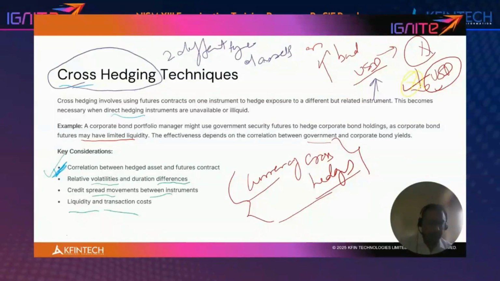Not asset class, asset. Asset class will still be debt market or fixed income, but assets mean it could be a government bond or a corporate bond.